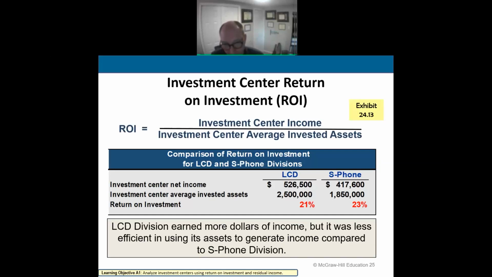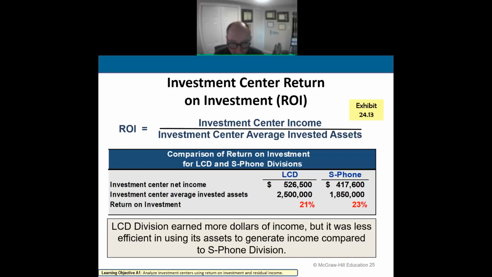Here's an example. We have a company that sells electronics. Within our electronics company, we have two divisions. We have phones and we have televisions. Within there, we have a couple of different components, but LCD televisions, phones. Okay. Investment center income for LCD TVs, $526,500. For phones, $417,600.